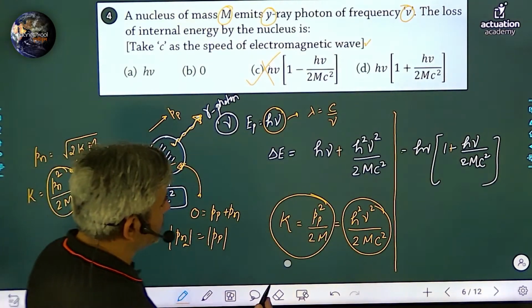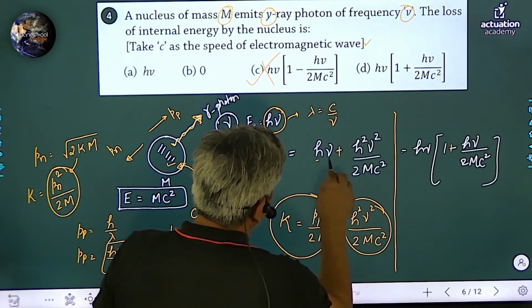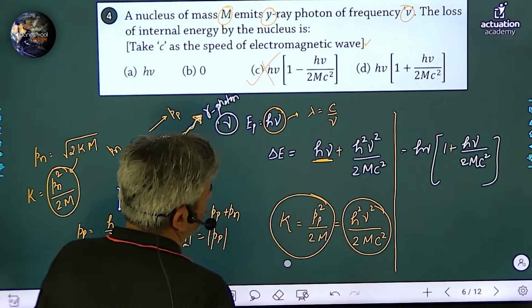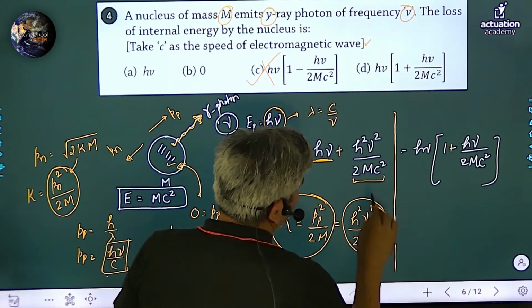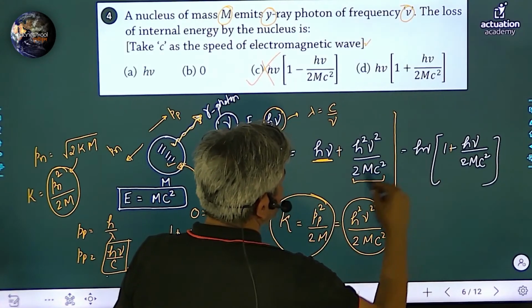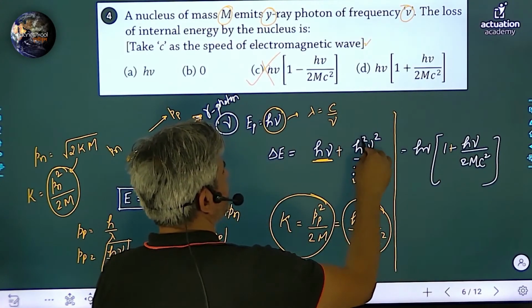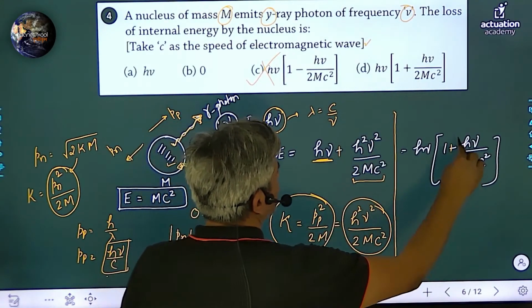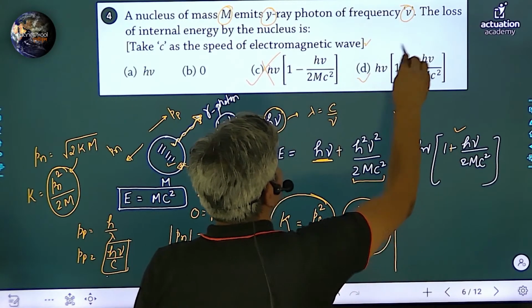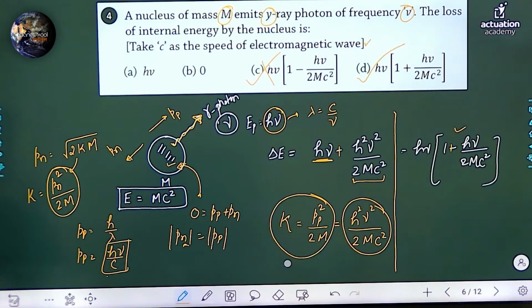So that's why the total loss is the energy of the photon plus the kinetic energy of the nucleus, which is h nu plus h square nu square divided by 2mc square. So this must be this one. So D is the right option.